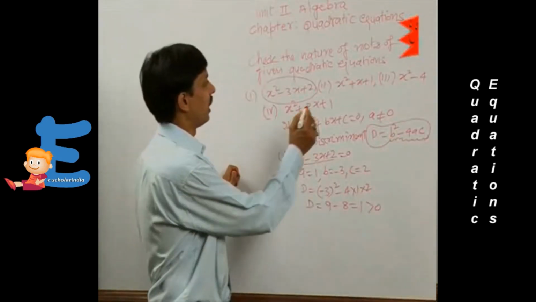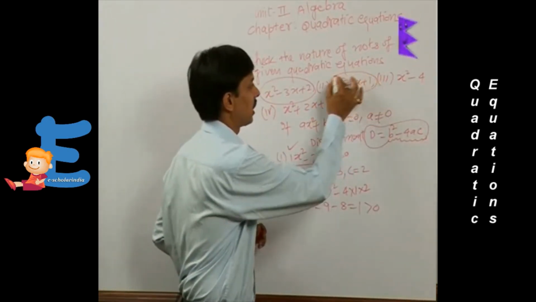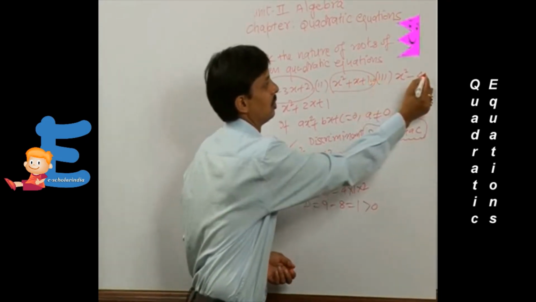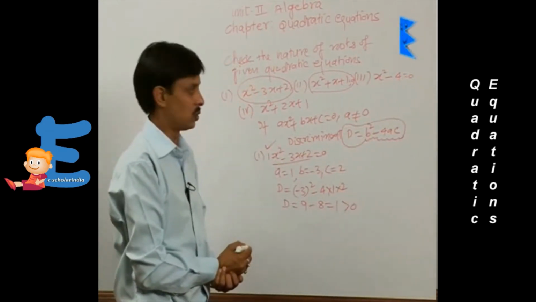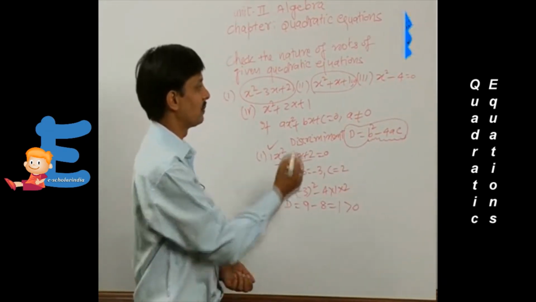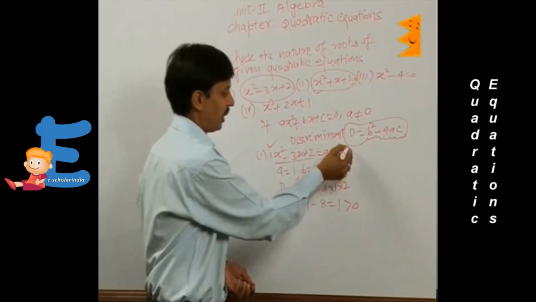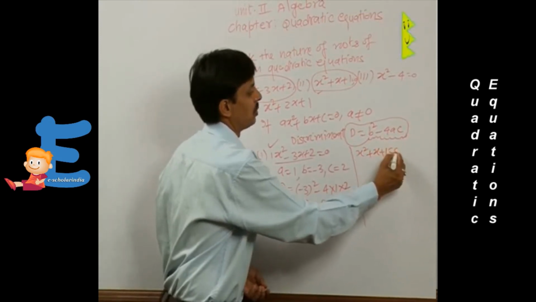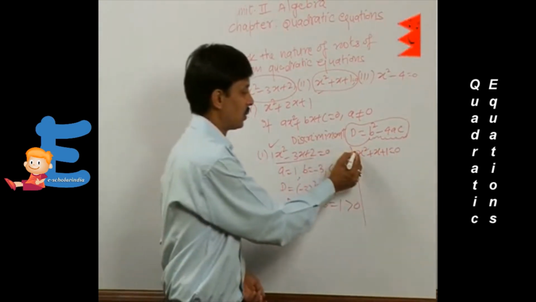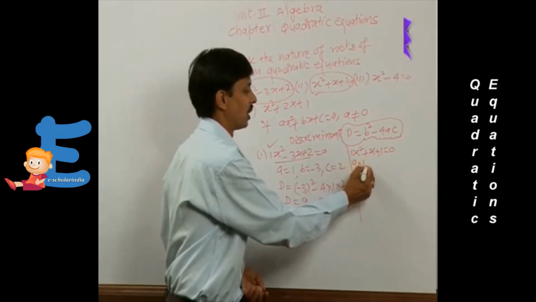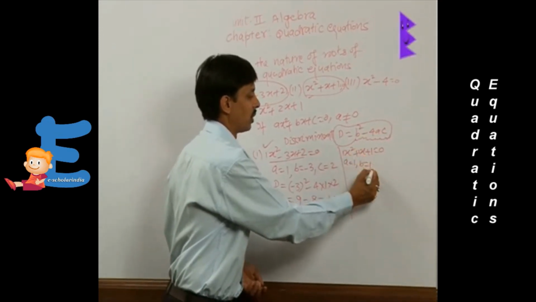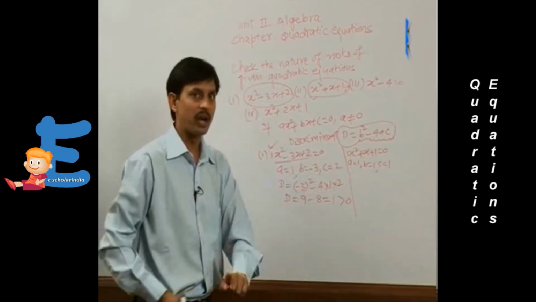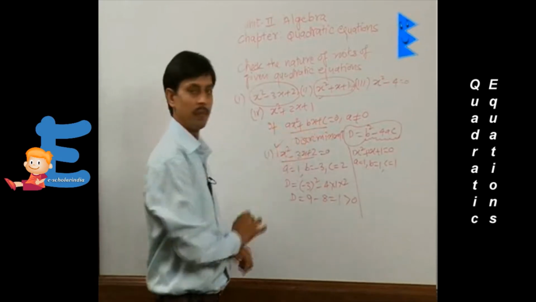If we go to calculate the discriminant of the second equation, we have to take these equal to 0 because it is an equation, not a polynomial. If I take the second, it is x square plus x plus 1 equals 0. So the value of a is 1, b is also 1, and c is also 1. We have compared this quadratic equation with its standard form.